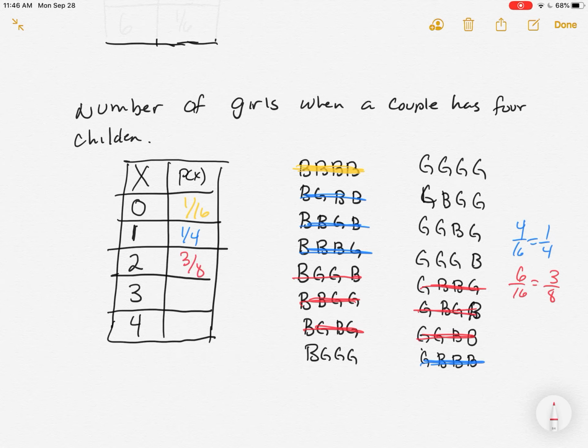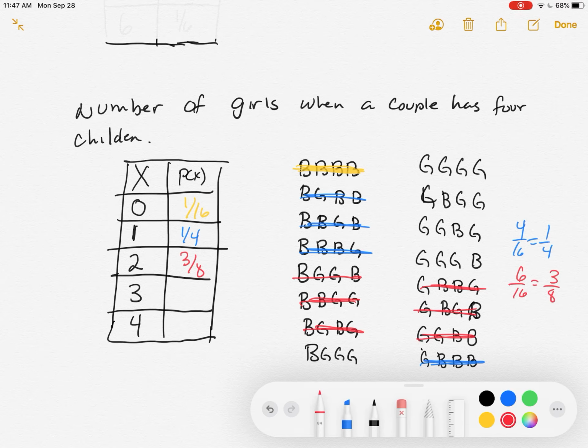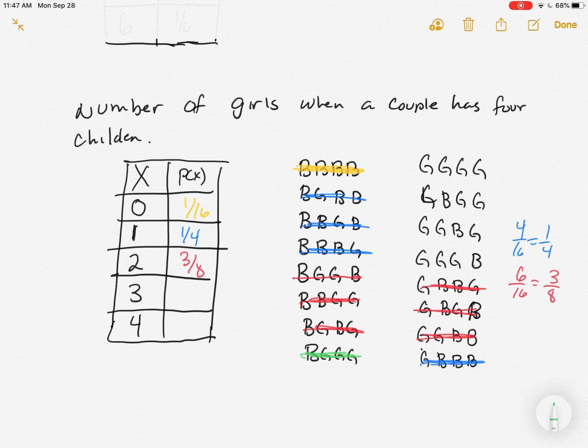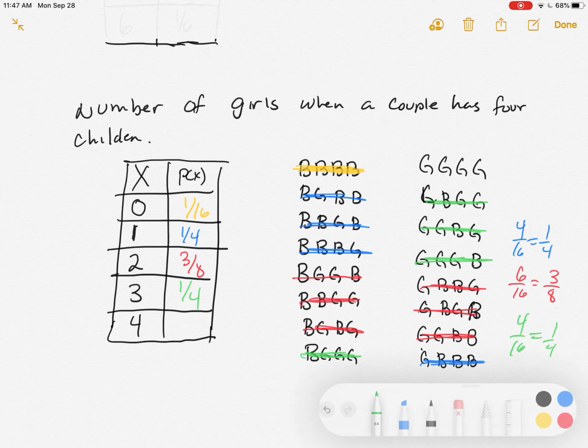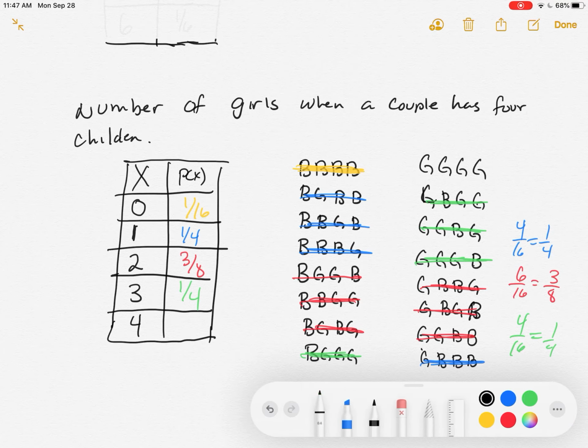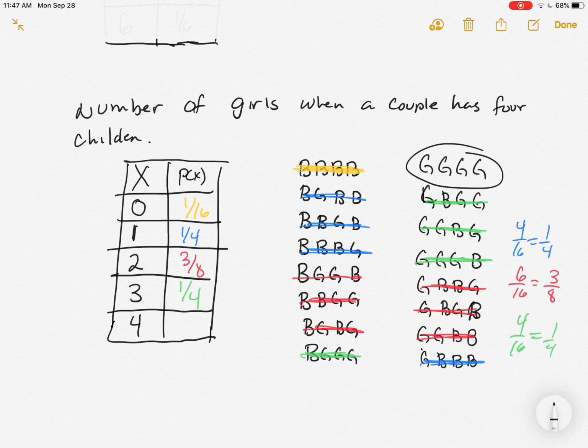Let's go get 3 girls. What color can I use now? I haven't done green yet. I don't know if that will show it very well. But 3 girls. Here's 3 girls. And here's 3 girls. Here's 3 girls. Here's 3 girls. So that's 4 out of 16 again, for 1/4 again. Notice that they're coming right back down. And then what's the only thing we haven't crossed out? I'll do that one in black. This guy right here, where all 4 are girls. That's 1/16. So you could have the probabilities like that.